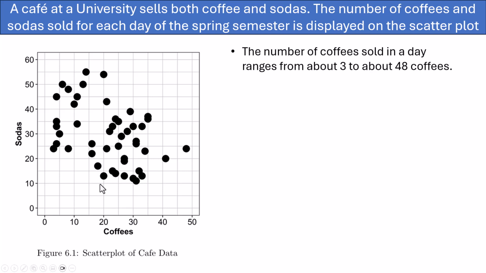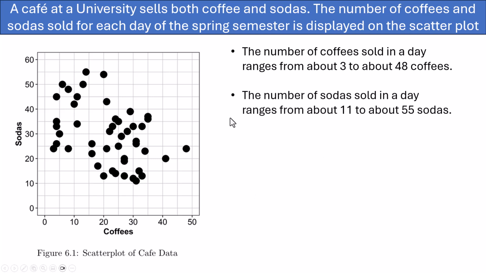So here are a couple of observations that I had. The number of coffees sold in a day ranges anywhere from 3 to about 48. So like the smallest value is down here, apparently it's around 3. And then the highest value is way over here, it's about 48, right? The number of sodas sold in a day ranges from a minimum of about 11, maybe this point right here, all the way up to a maximum of about 55, which is this point up here.